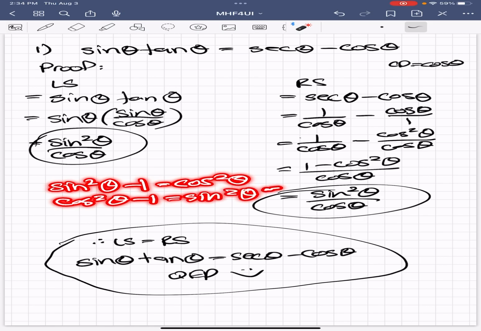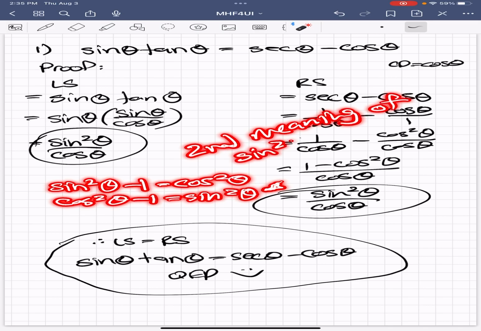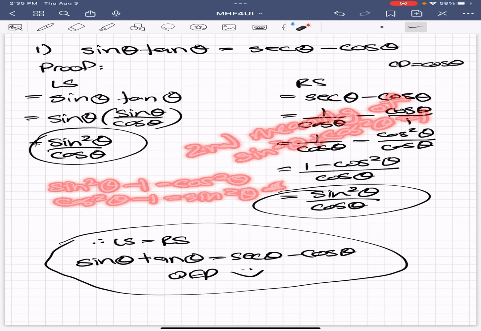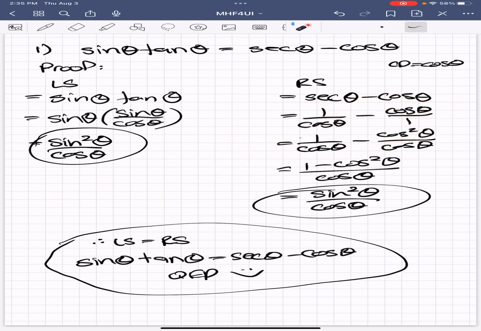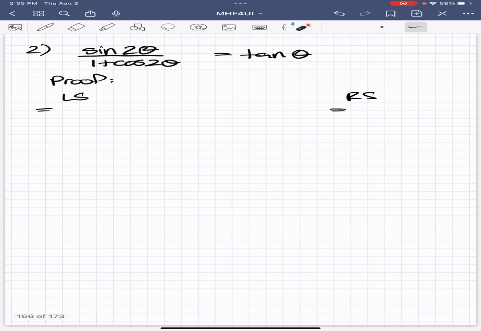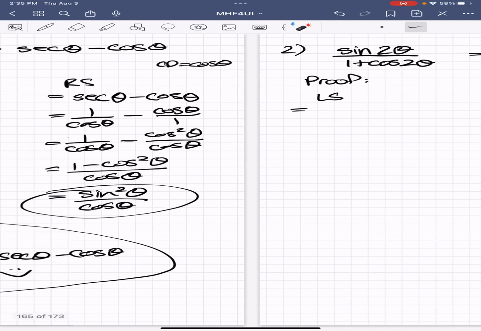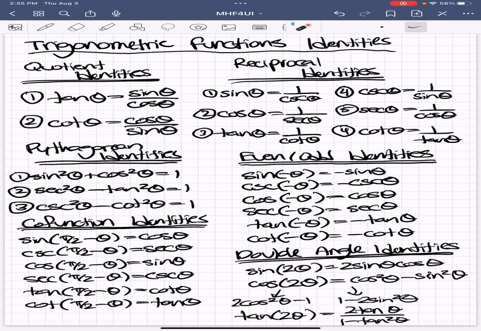So I'd write those down as well. So it's the second meaning of sine. And I'd write those down as well. Moving on. So for this one, we're going to be using double angle identities.